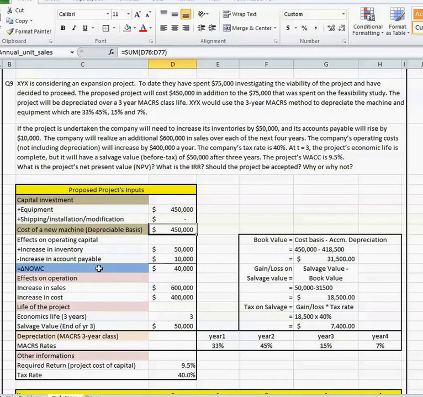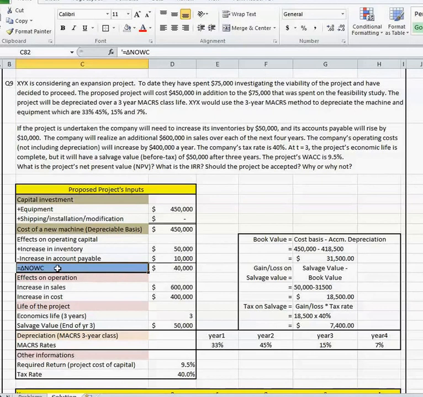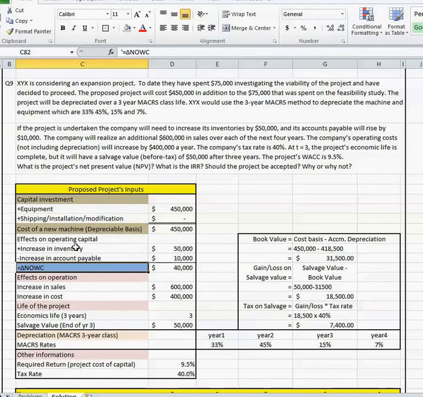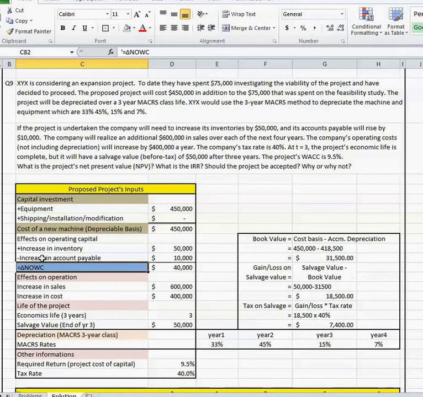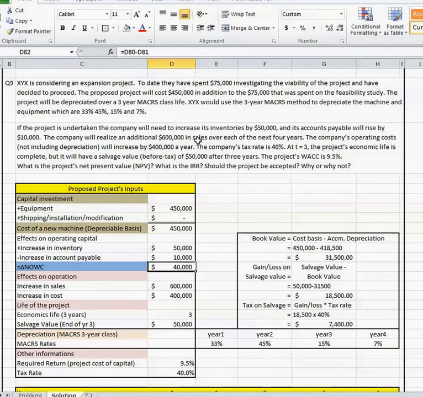Then the next important thing is calculating the change in net operating working capital. When you install a new machine or carry out a new project, you need to put money aside, or it's going to have an effect on your operating capital. Here we have the change in inventory, which is an increase in inventory, so that's a plus. An increase in accounts payable, that's a minus. So the increase in inventory minus the increase in accounts payable gives us the change in net working capital. In this case, $40,000. I just summarized it from here.